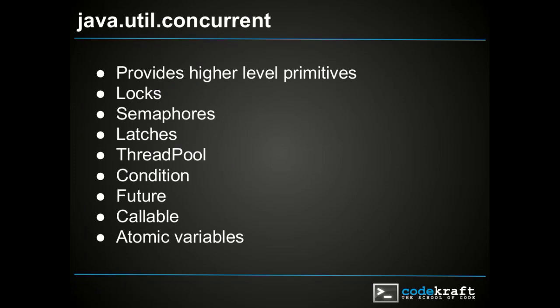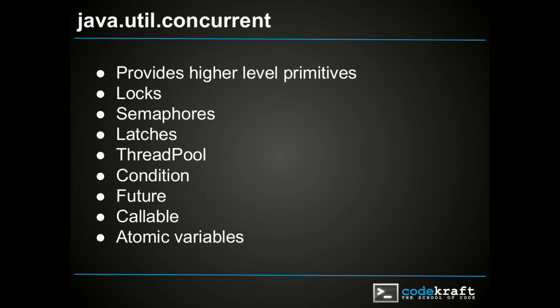This is the last slide of my talk, and it talks about the java.util.concurrent package. What we have talked about so far in our slides are the fundamentals of multi-threading, synchronization, creating multiple threads, locks, wait, notify, all this. These are essentially very low level primitives. The Java language actually provides much higher level primitives, so that you don't have to use lower level primitives like wait, notify, and such things. Some of those higher level primitives are locks, semaphores, latches, thread pools, condition variables, futures, callables, atomic variables.